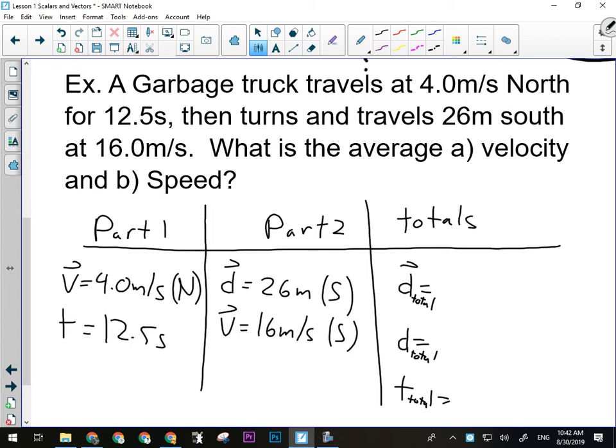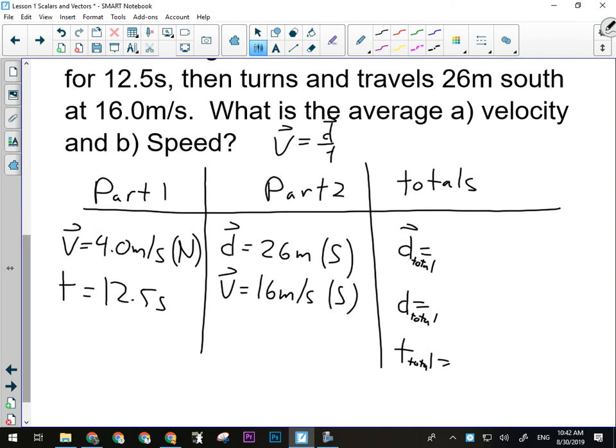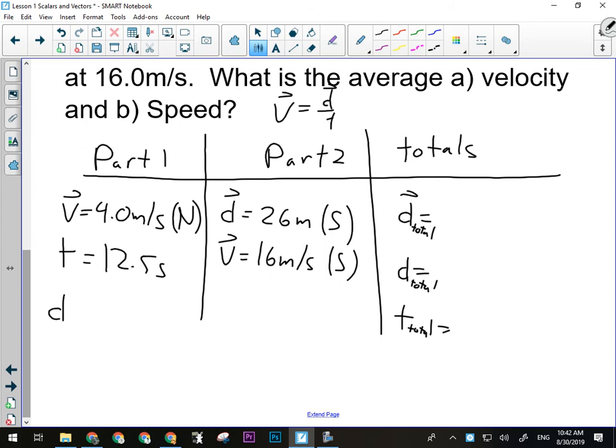Can I find out how far it went in part one? Yes, because I have v and t, so I can find d. I'm just going to use this formula: v equals d over t. Since I have two of the three parts, I can solve for the one I don't have, which is d. So I multiply both sides by t and solve for d. The total displacement in part one is going to be v times t, or 4 times 12.5, which should be 50 meters north. Everyone okay with that?